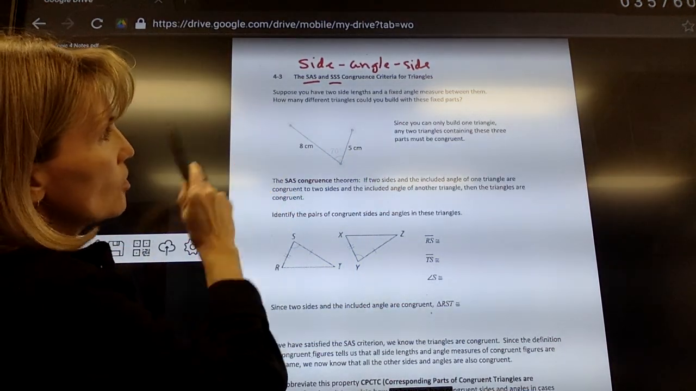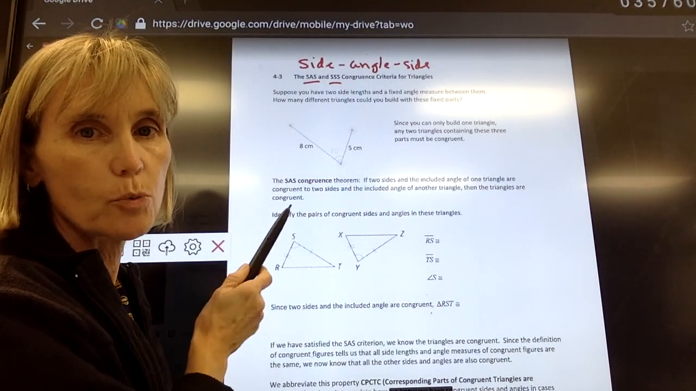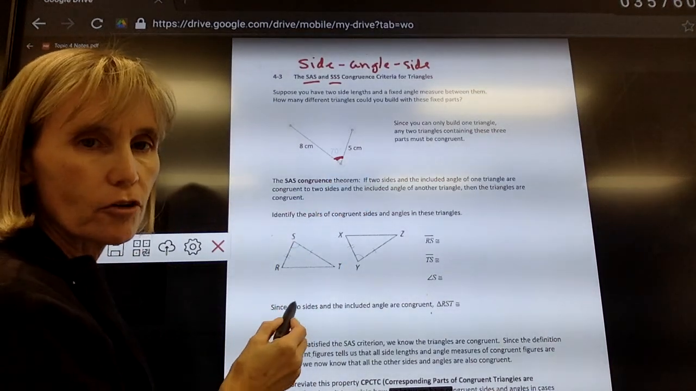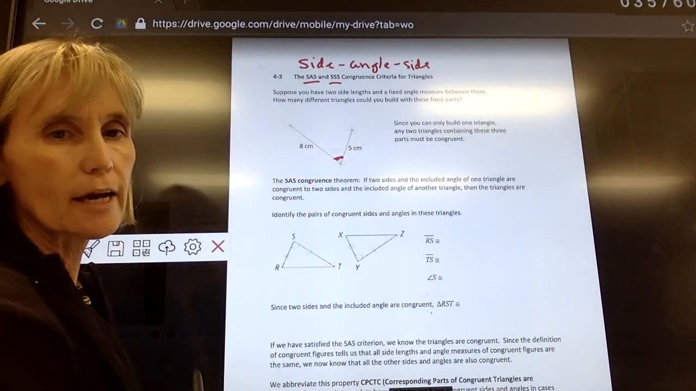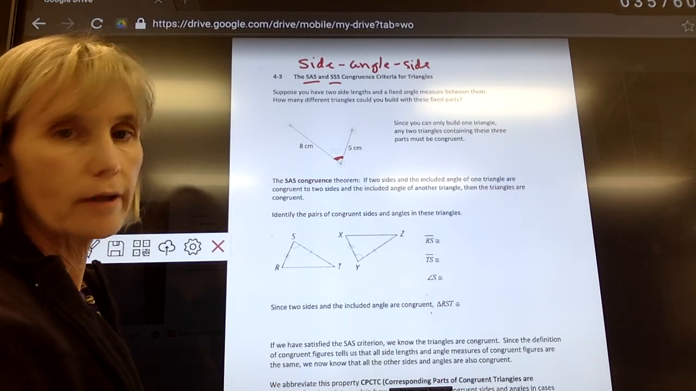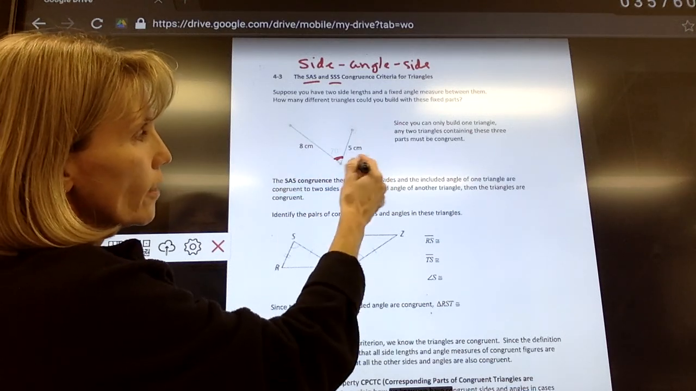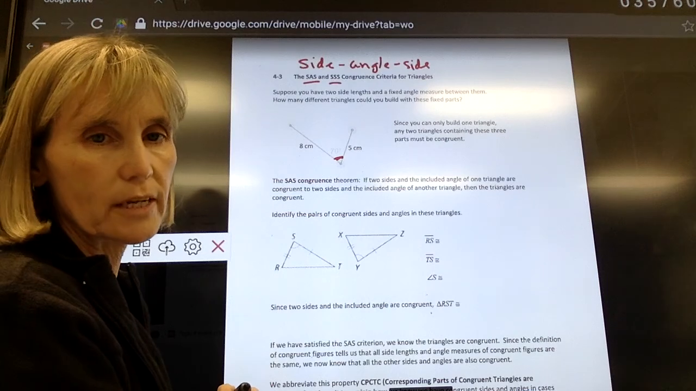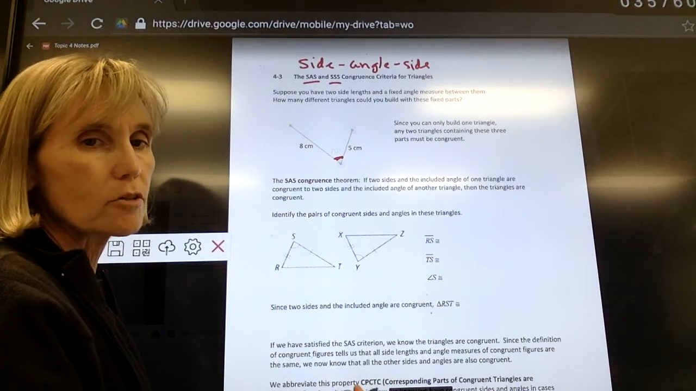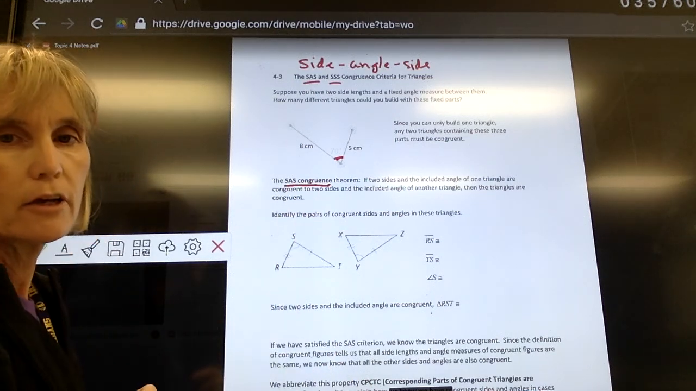Okay, is SAS. It says suppose you have 2 side lengths and a fixed angle measure in between them. So when I say a fixed angle measure, if that angle measure had to stay at 70 degrees and I gave you 2 specific side lengths that you had to use, there's only one way that you could make a triangle out of that, and that would be to connect those sides. If I had 2 triangles that had those pieces that were all the same, there's only one way to complete that triangle. And so the 2 triangles would have to be congruent to each other. And we call that the side angle side congruence theorem.